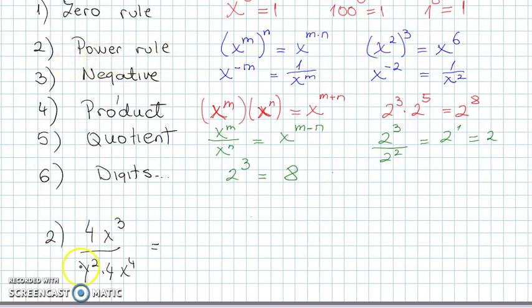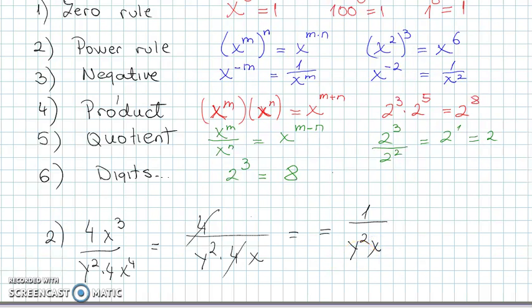Power rule. Do you have it? No. Negative exponent. Do you have a negative exponent? In this case, no. Product rule. I don't even have a product rule. I just have a quotient rule. So I will work with quotient. So x to the power of 3 over x to the power of 4, I will actually have just x here. And the last thing is work with digits. So here I have 4 over 4. I will cancel them out. Remember, you have to write 1 here, y squared over x, and you are finished.